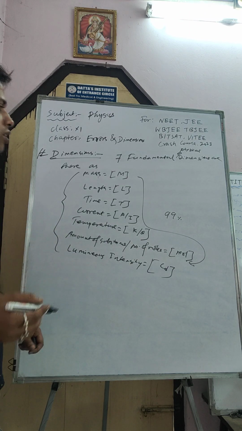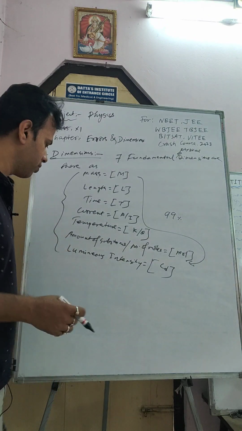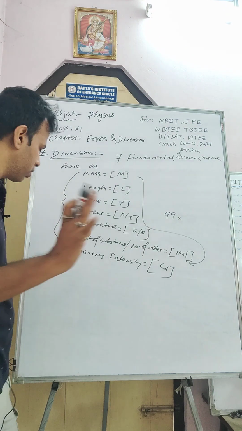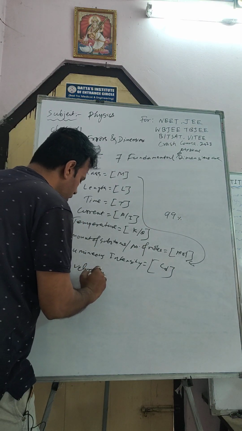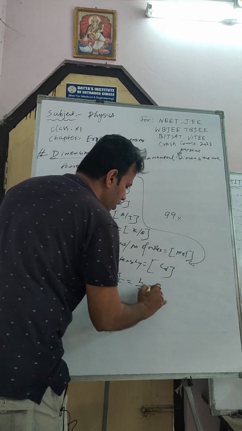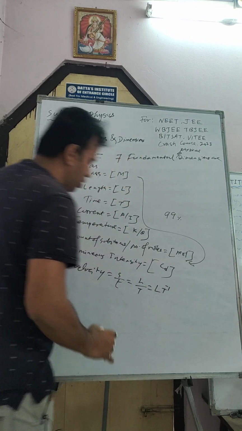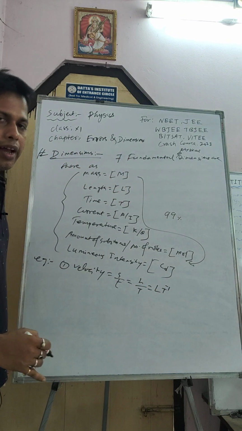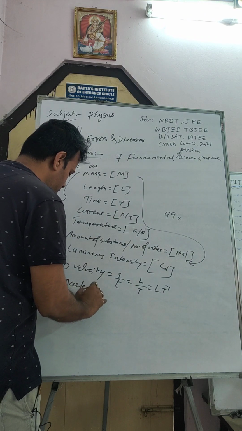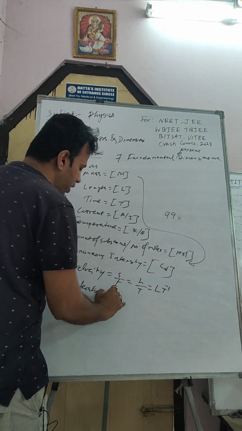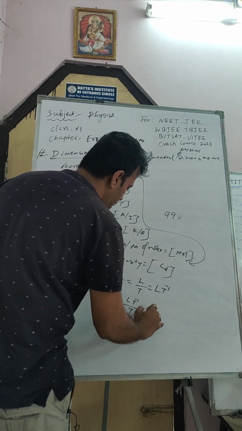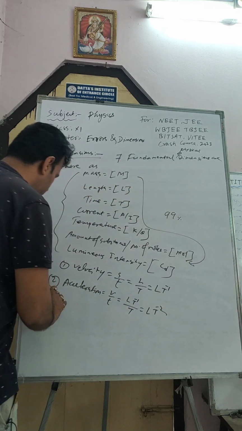Another interesting thing is, for example, I just write 4 dimensions. First, velocity. The dimension of velocity will be distance by time, so it will be L by t, that is L t minus 1. Second, acceleration. Acceleration is velocity by time. The dimension of velocity is L t minus 1, divided by t, so L t minus 2.